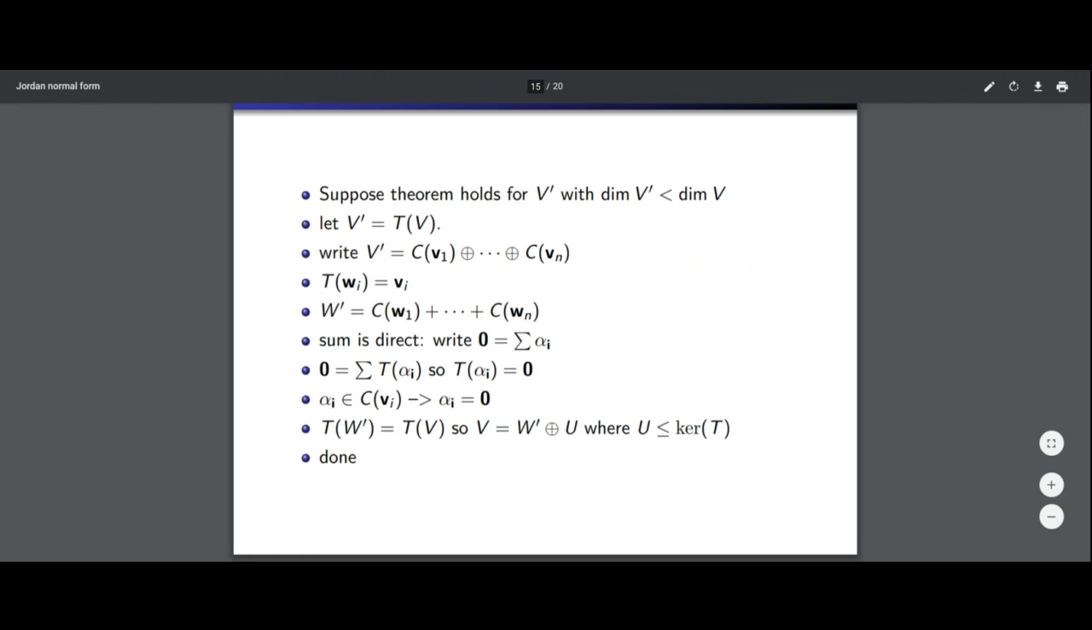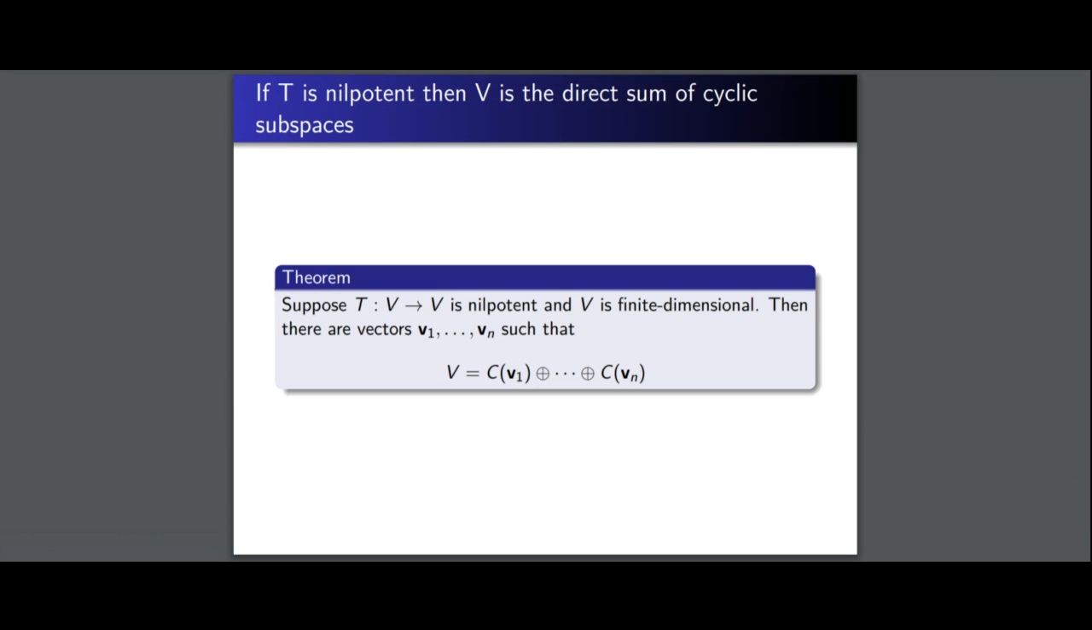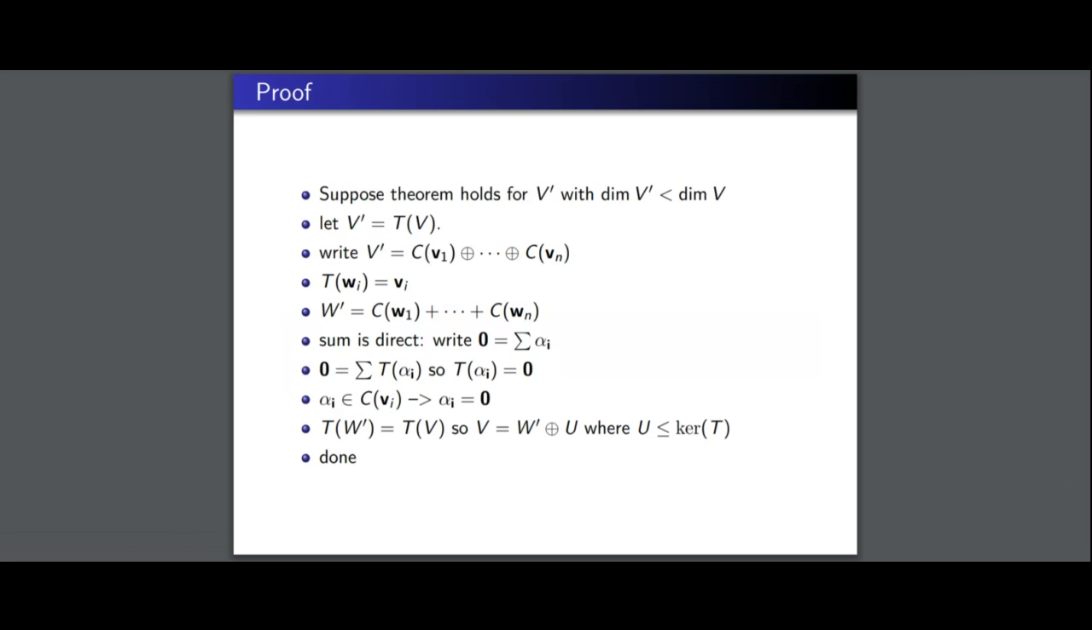So, first of all, if V has dimension 1 and T is nilpotent, then T is actually equal to 0. So any non-zero vector will give us a direct sum of cyclic subspaces. Okay, so all that is to say that if the dimension of V is 1, then this theorem is kind of trivial. Okay, so now we use induction.